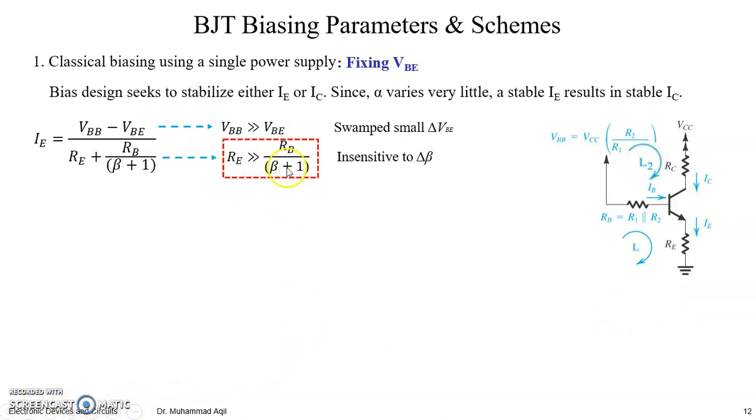So now let's consider the constraint at the emitter and base resistances. Here, to make our relation insensitive to beta variations, we need to make Re much higher than Rb. So we have to increase Re or decrease Rb. If we decrease Rb, we need to decrease R1 and R2. So now let's see if we have any other conflicting constraint.